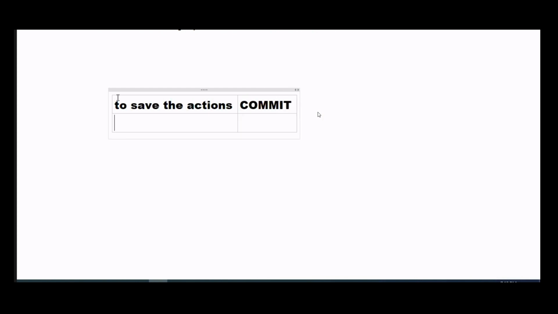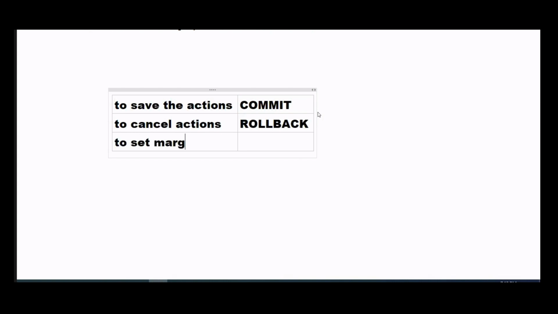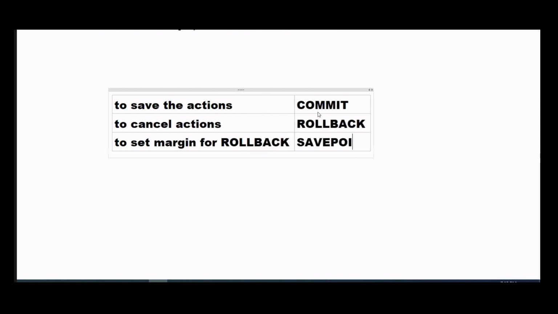Finally, the conclusion is: if our requirement is to save the actions, which command do we have to use? Commit. So if we want to cancel our actions, which command do we use? Rollback. To set a margin for rollback, which command do we use? Savepoint. So that's it. This is about TCL commands. Please confirm, is it clear?